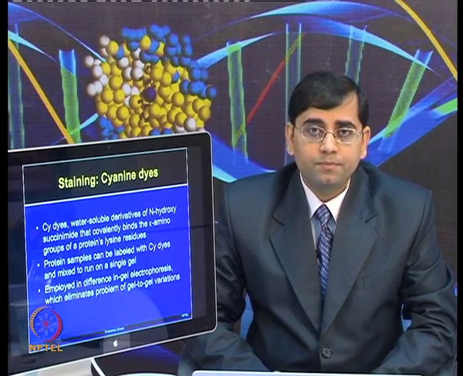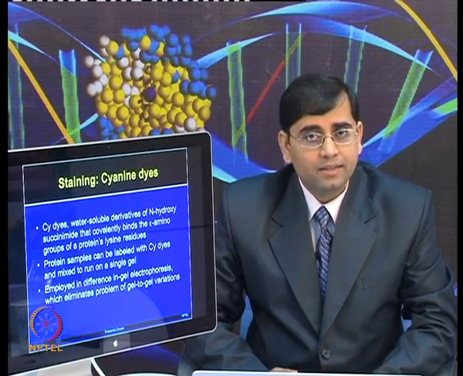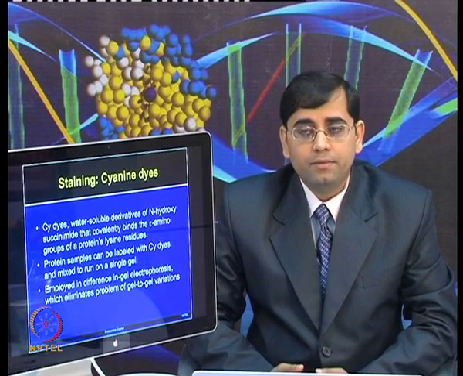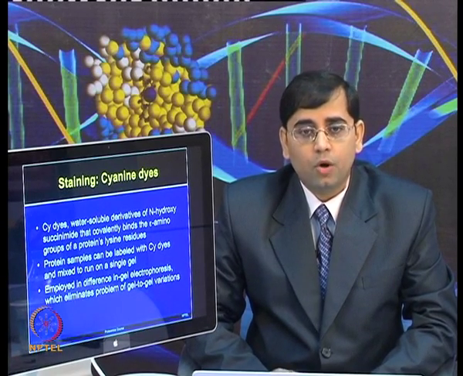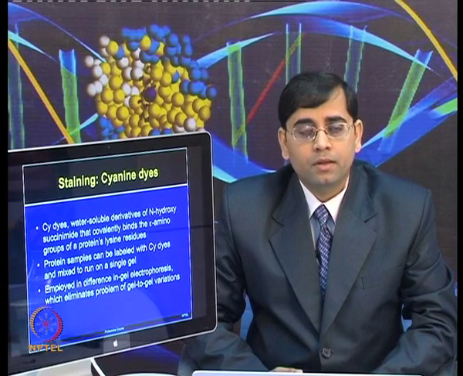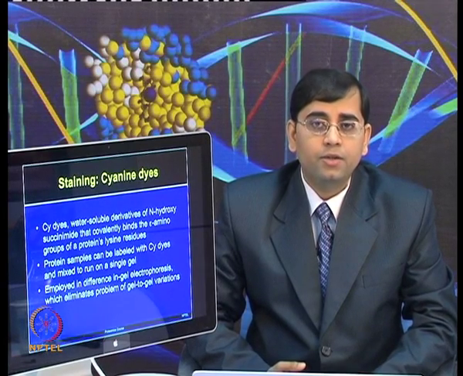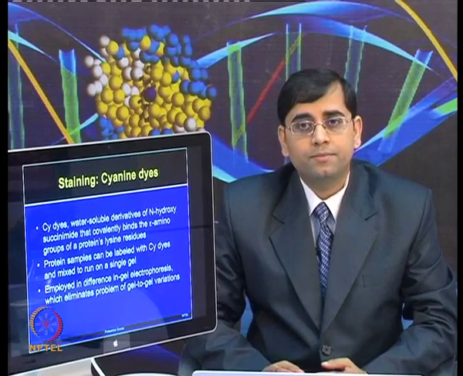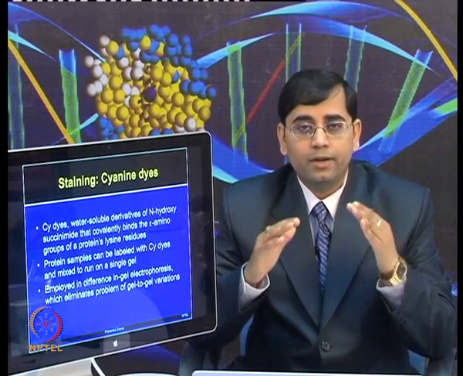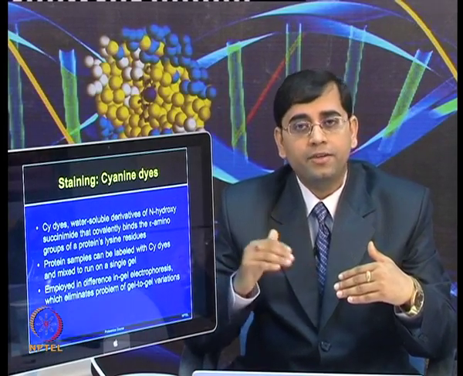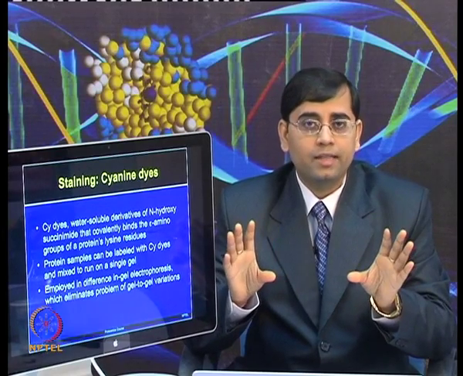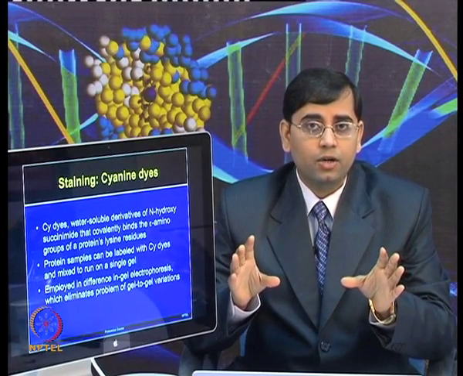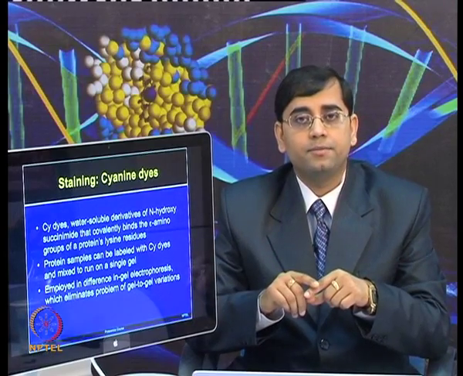Protein samples can be labeled with these dyes and then mixed together to separate the proteins on one gel. Now, unlike your 2-dimensional electrophoresis, where you have 2 gels, comparing a control and a treatment gel, and those 2 are run separately, in this case the whole sample is run on one single gel.